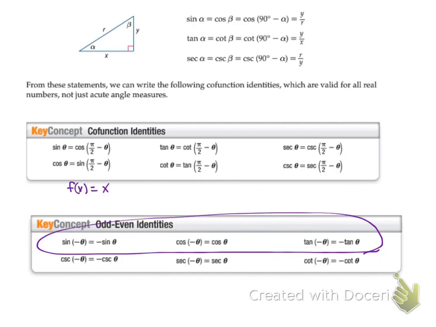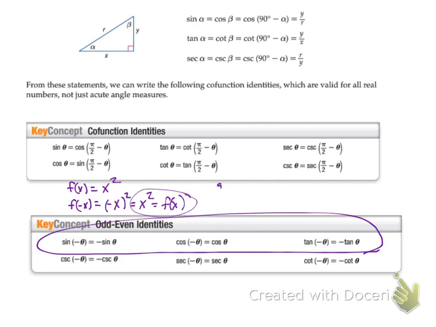If I said f of x equals x squared, and I put in a negative x, what happens with that negative? It goes away, right? Because a negative times negative essentially leads us back to the original function, yes? That is even.